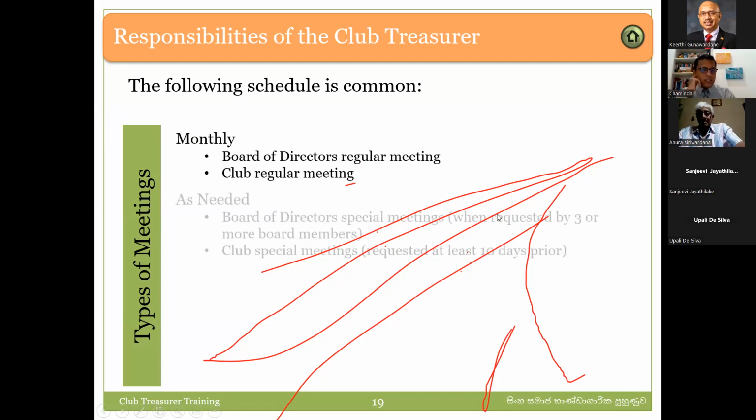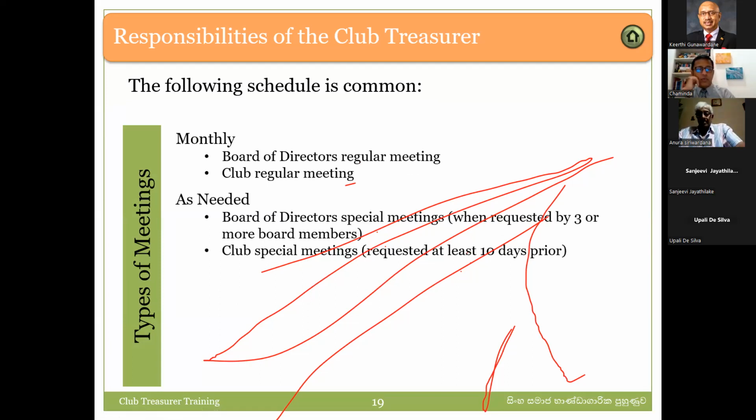So what are the board meetings? What are the types of meetings that you have? You have the monthly board of directors meeting, the regular meeting. And as needed, the board of directors can have special meetings, maybe fundraisers. Those requested by 3 or more board members must be attended. Club special meetings you can also have, but you have to send a request 10 days prior.